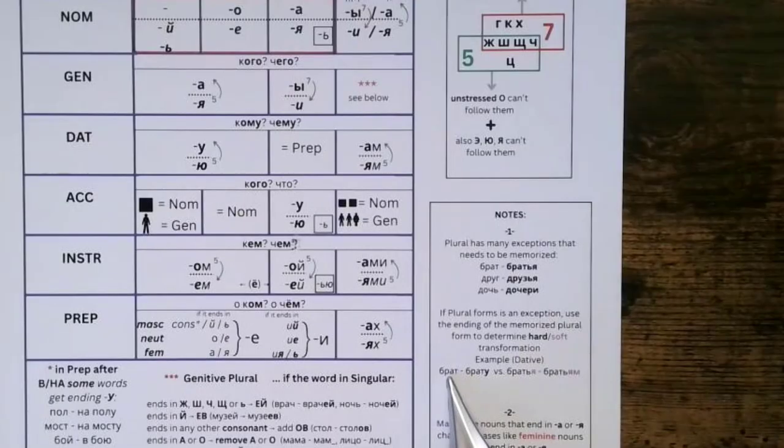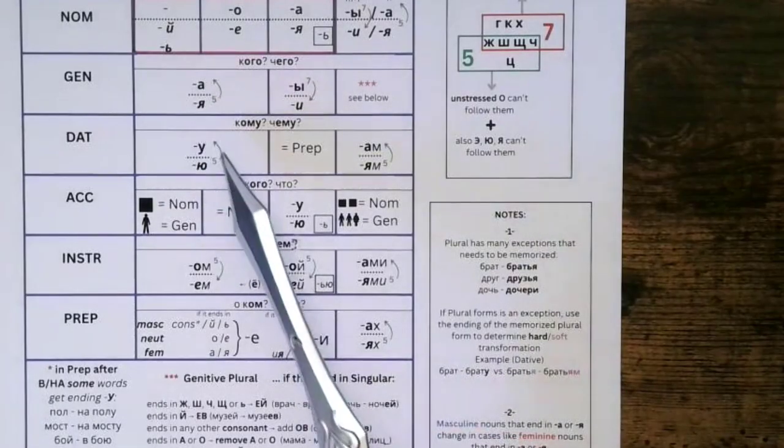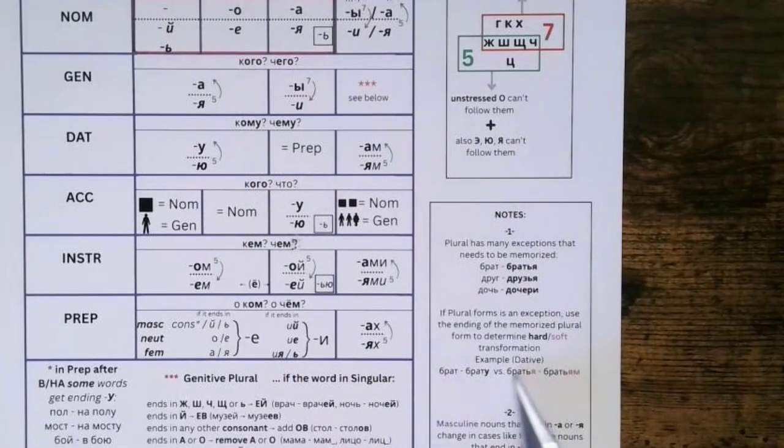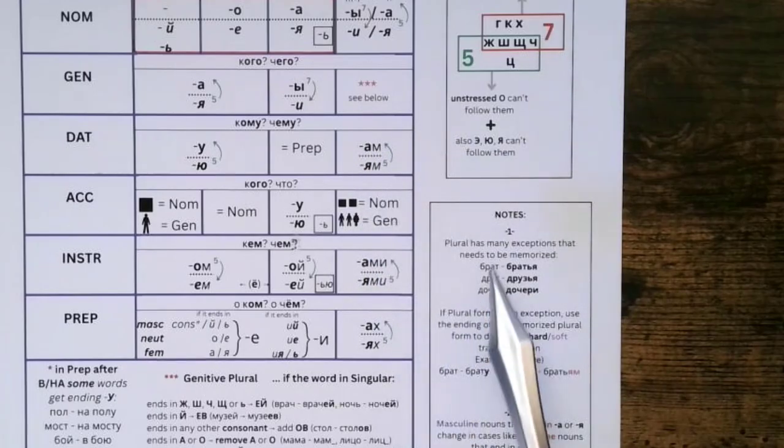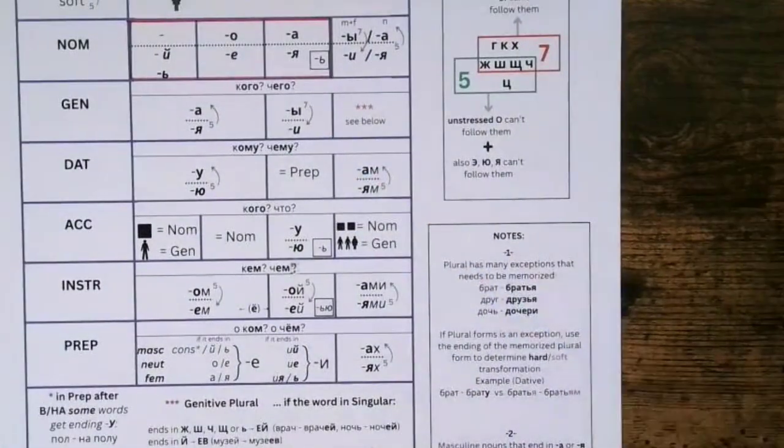So for example, брат singular goes with a singular ending брату in dative. Братья now ends in the soft ending я, so it will go with the soft ending here too. Братьям, друзьям, and so on. Okay. All right, I'll stop here.